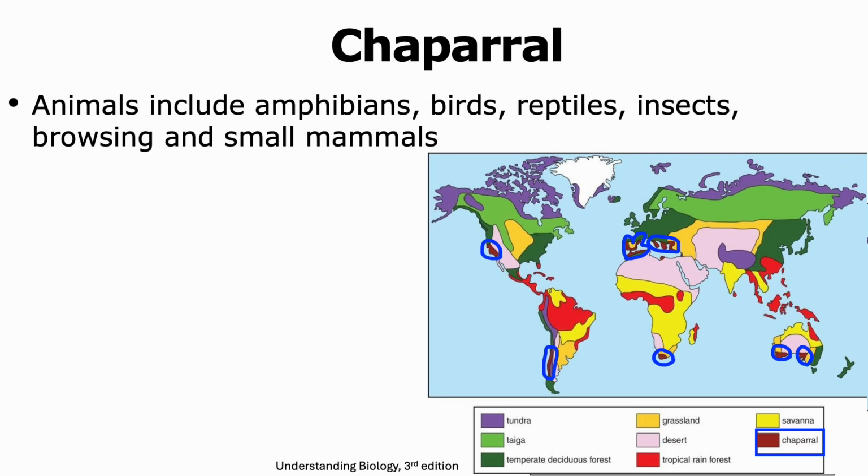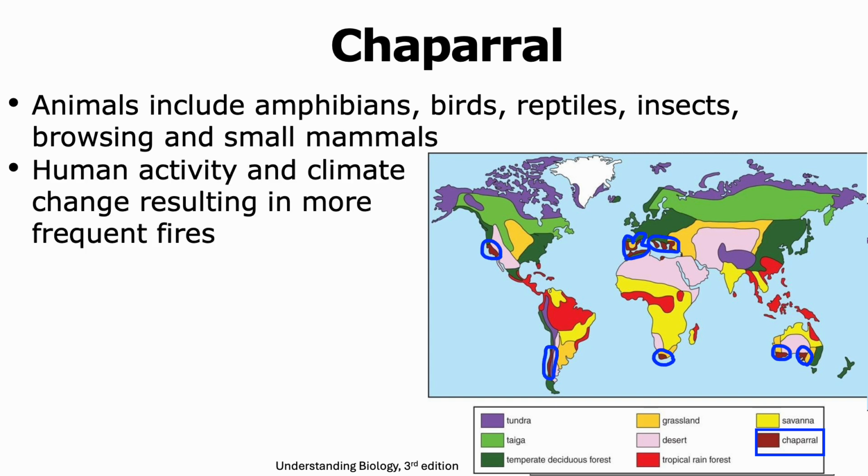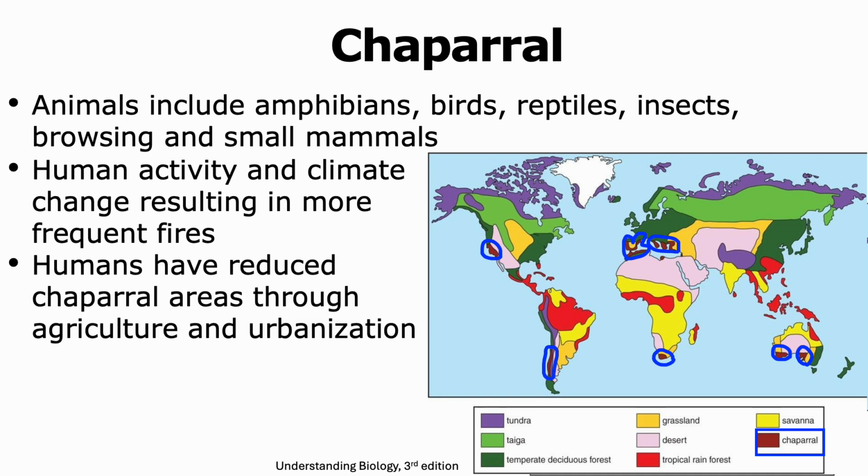There are many different animals found in the chaparral, and these include amphibians, birds, reptiles, browsing mammals like goats, and other smaller mammals. Human activity and climate change is resulting in more frequent and extended fires in the chaparral. Humans have also reduced the chaparral biome areas through agriculture and urbanization. Thus, this is turning out to be a very fragile ecosystem.